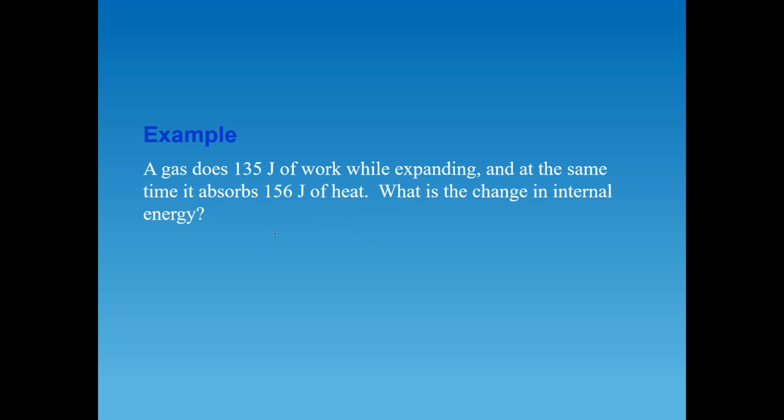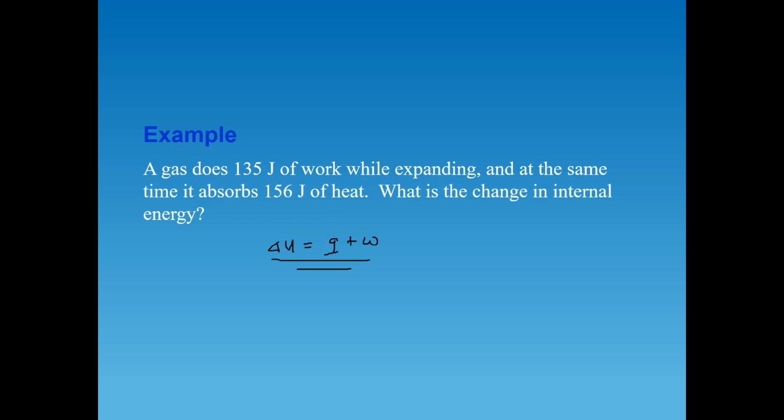So the first thing I'm going to write down here is a formula. Delta U is equal to Q plus W. That's a formula we'll be working with. So the question now becomes, what is Q and what is W? But not only that, we have to make sure that the Q and W that we're going to use in this equation have the correct signs. So let's deal with Q first.